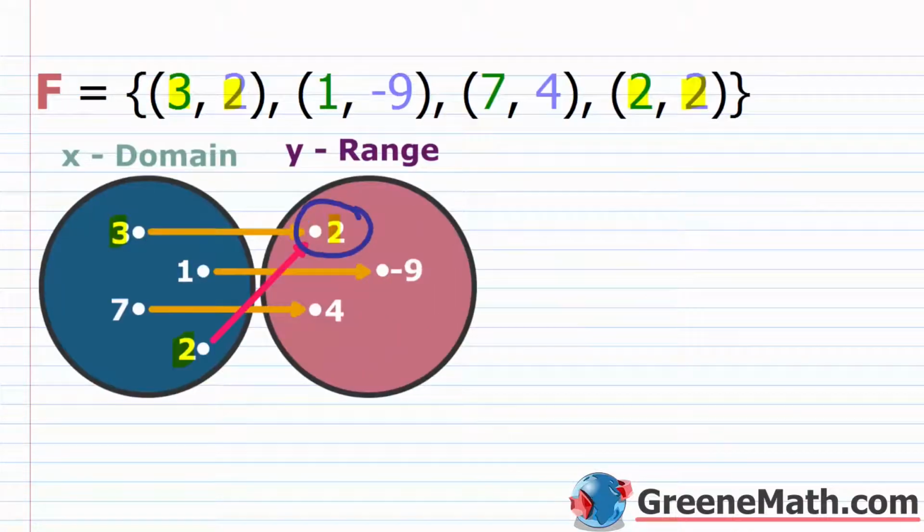Again, if we go back to this example here, this is a function, but it's not a one-to-one function because this y value of 2 is associated with an x value of 2 and then also an x value of 3.